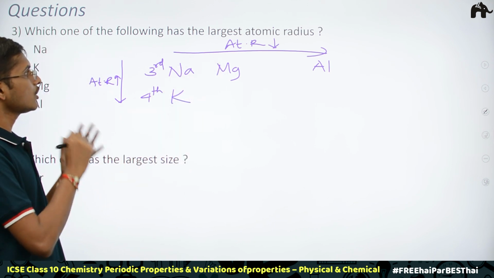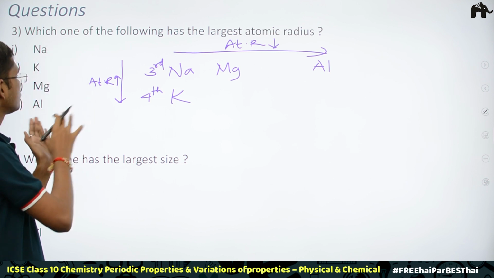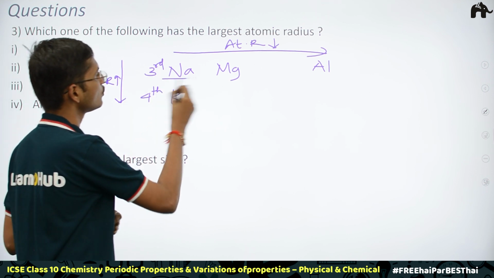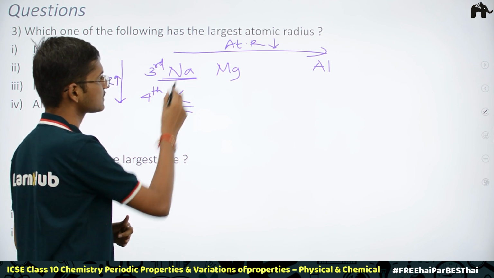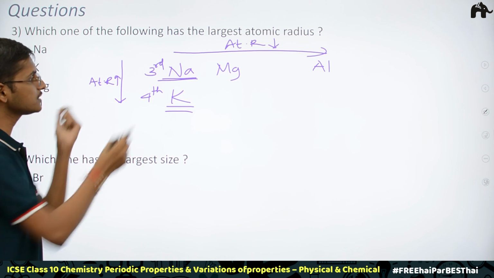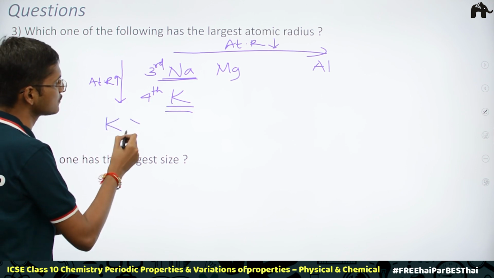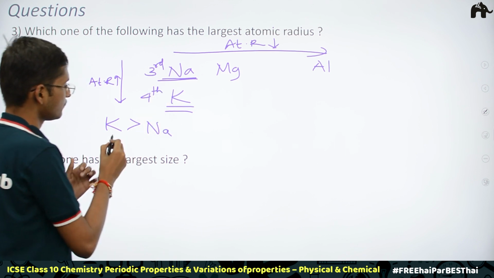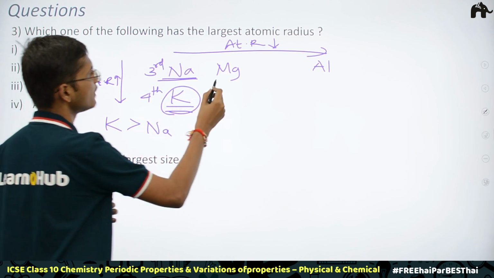Now what we have to find, among these elements which one has the largest atomic radius. Now see, sodium and potassium, let's compare them first. When we move down the group, we know atomic radius increases. This means potassium's atomic radius is more than the sodium, right? Now let's see potassium's comparison with magnesium and aluminium.